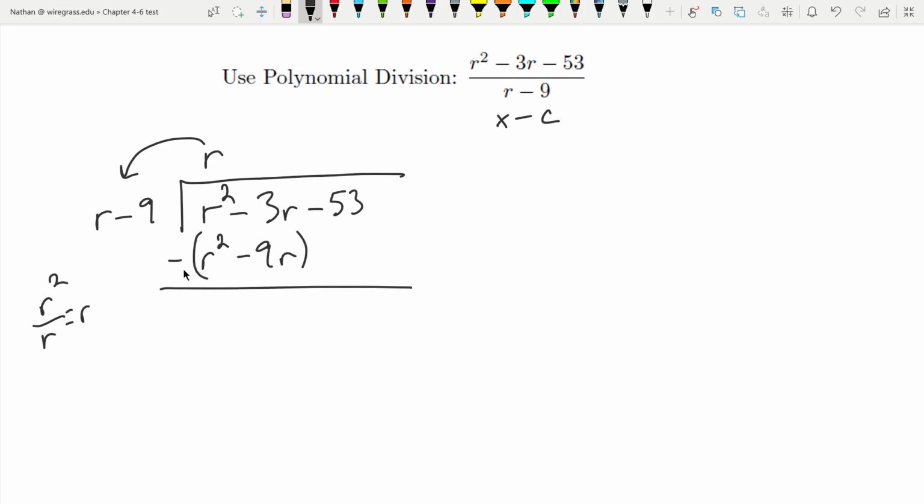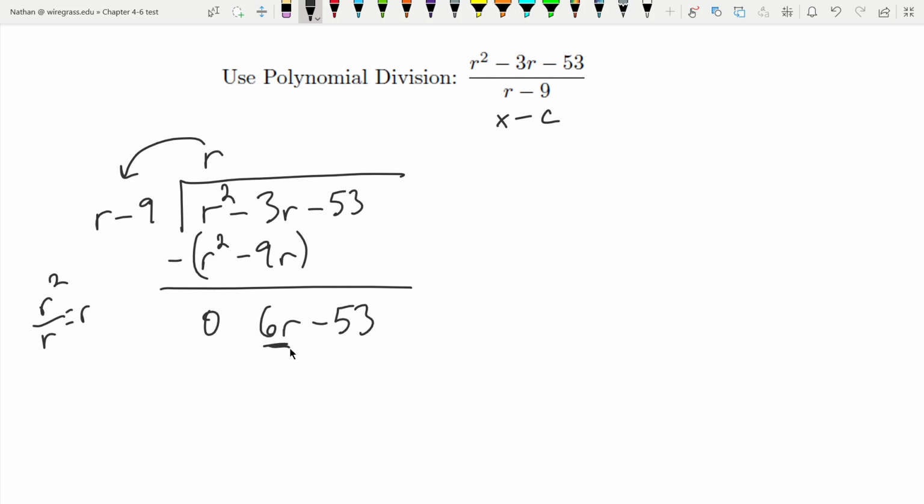r squared minus r squared is 0. You expect 0 to be here. If you don't have a 0 there, you've done something wrong. Negative 3r minus a negative 9r is plus 9r. So 9r minus 3r is going to be 6r. And then minus 53 minus 0 is nothing, so it's just going to be minus 53. Now I can continue the division.